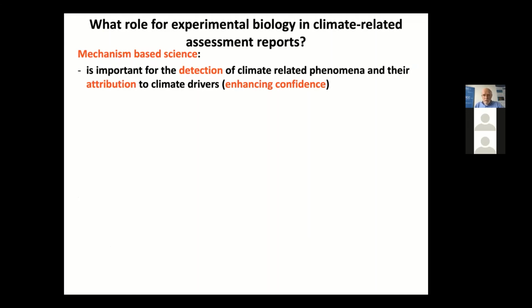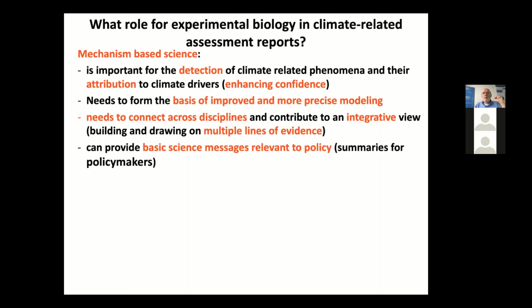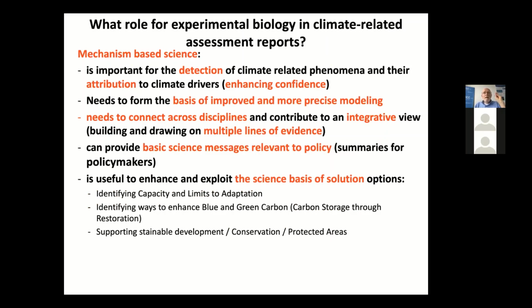Mechanism-based science has a role, experimental work has a role. It's important for the detection of climate phenomena and their attribution. It needs to form the basis of improved and more precise modeling efforts. It needs to connect across disciplines and contribute to an integrative view, building on multiple lines of evidence. It can provide basic science messages relevant to policy, and it is also useful to enhance and exploit the science basis of solution options, identifying capacity and limits to adaptation, considering the growth curve and the limits in its shift, identifying ways to enhance blue and green carbon, and supporting sustainable development, conservation, protected areas.